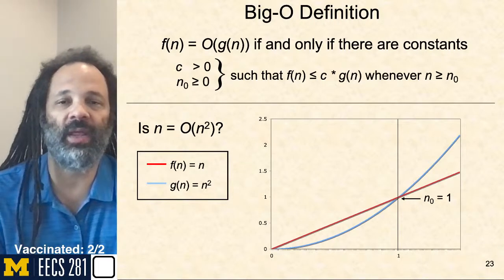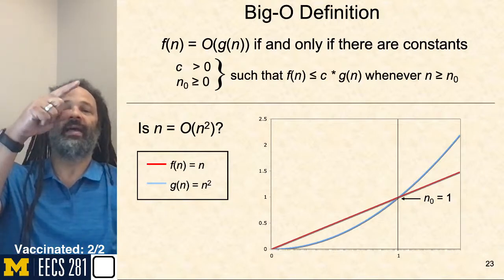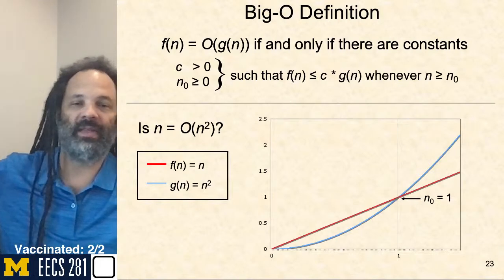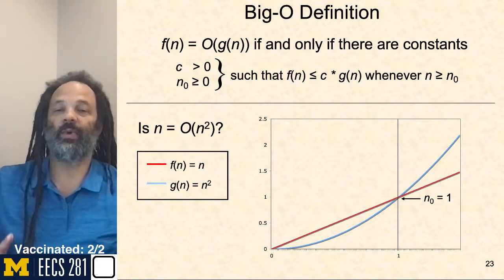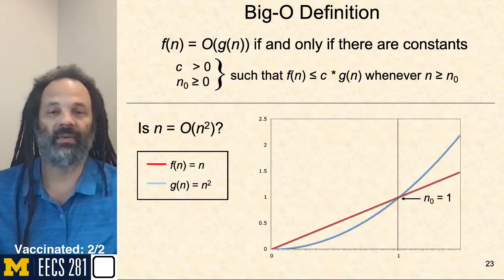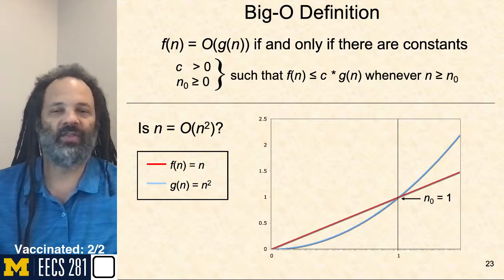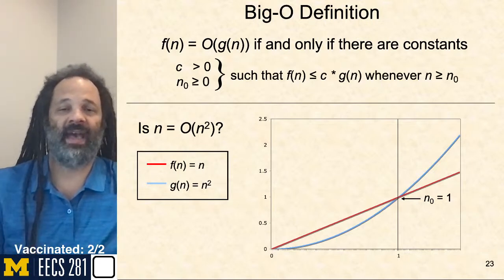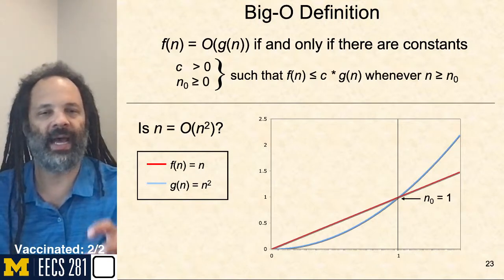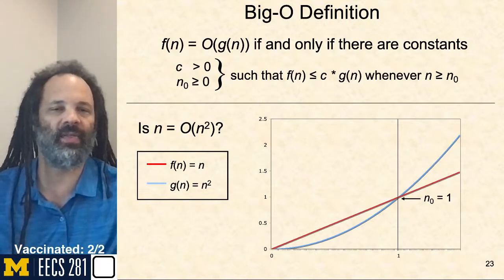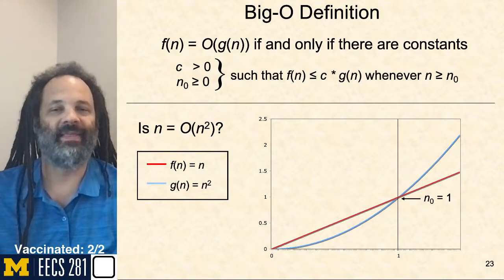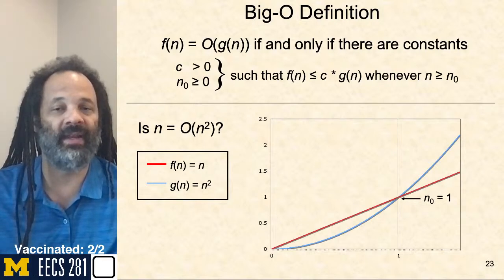The big O definition that we're going to stick with is: f of n is big O of g of n if, and only if, there are two constants, c, which has to be greater than 0, and n sub 0, which has to be greater than or equal to 0. If I've got these two constants such that f of n is less than or equal to c times g of n, as long as n is greater than or equal to n sub 0, then f of n is big O of g of n.